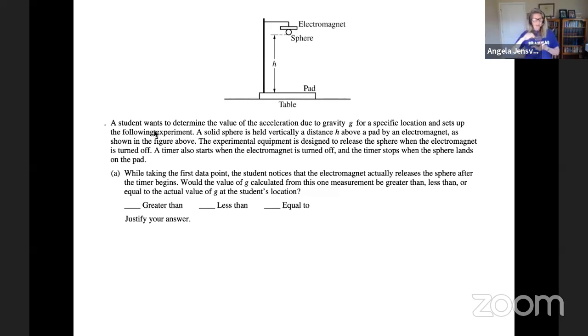Okay, so you've got an electromagnet, there's a metal sphere. The electromagnet turns off, and that's when the timer should start, and the timer stops when it hits that pad. Problem is, oh, and they're trying to find G, by the way. That's the whole point of this experiment. Problem is, in part A, the student notices that the electromagnet releases the sphere after the timer begins. So the timer starts and the electromagnet doesn't release the sphere. It releases it after you start your timer. Would the value of G be greater than, less than, or equal to the actual value?